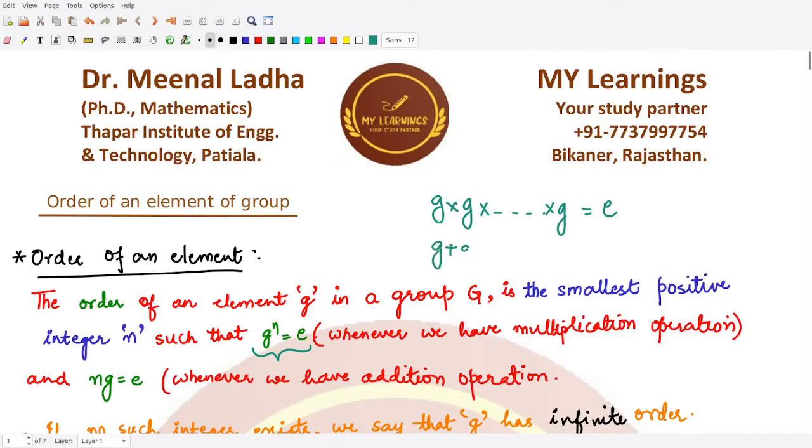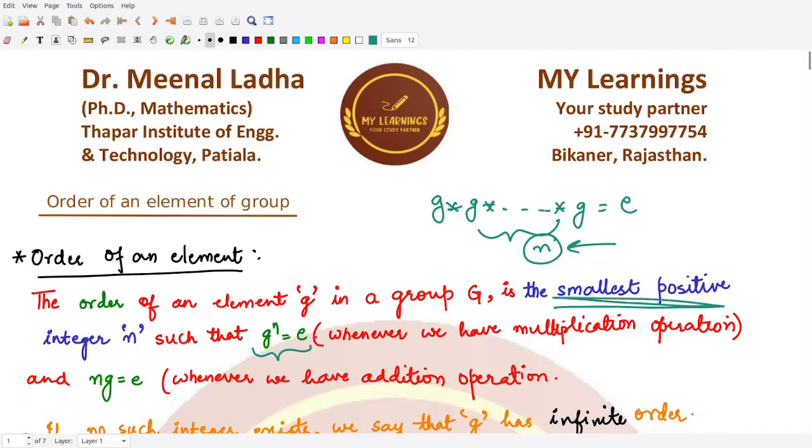And if we have the operation of addition, it would be adding g n times, and that would give us e. Whatever this n is, that is the order of the element. Whichever operation you have, you can just take it to be g star g star, as many times as n. If that gives you the identity, then this n would be the order of the element, and beware that this n should be the smallest positive integer of the kind.